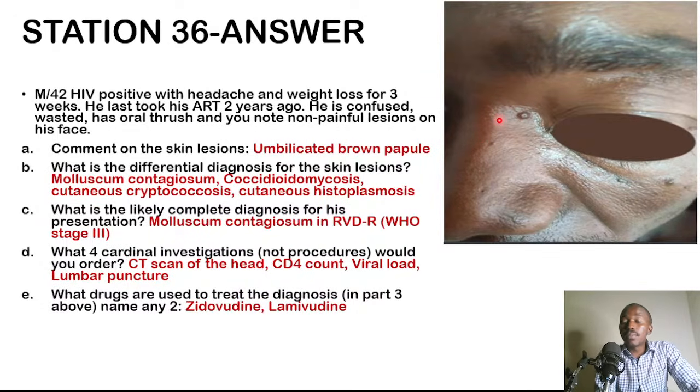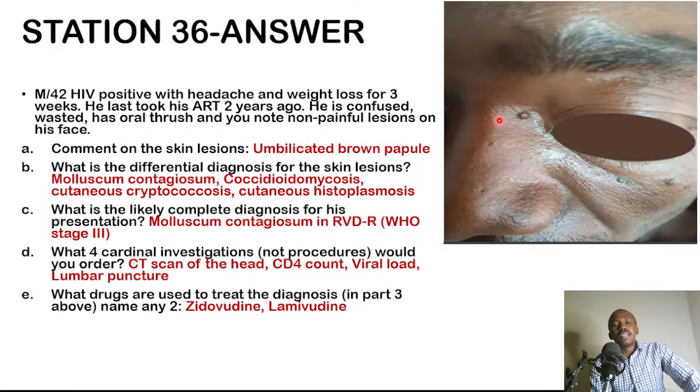This is seen in Molluscum Contagiosum, but it can also be seen in coccidioidomycosis. It can be seen in cutaneous cryptococcosis. It can be seen in cutaneous histoplasmosis. Now, for the diagnosis, most of the time students tend to make a very, very huge mistake. They do not give a full diagnosis.